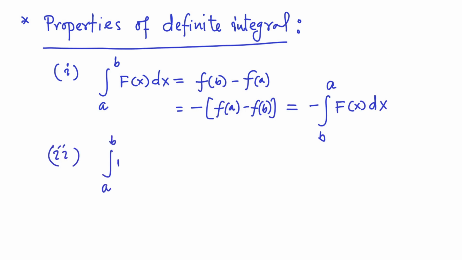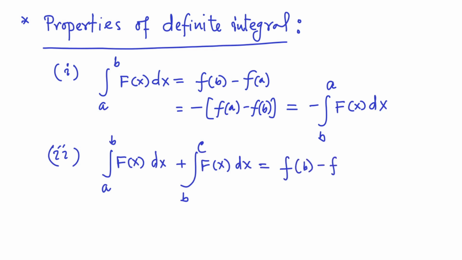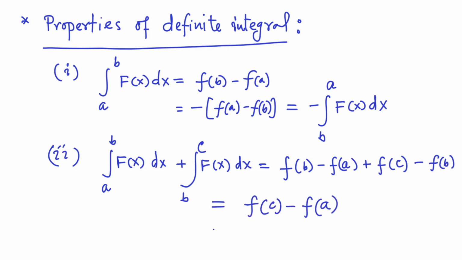The second important property is that if you have a summation of two definite integrals such that the first definite integral is over the interval from a to b and the second definite integral is over the interval from b to c, then as you can see it here, we can express the summation of two definite integrals as a single definite integral from a to c, as you see it here.